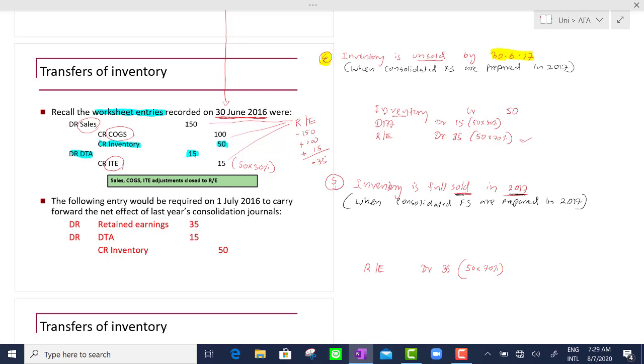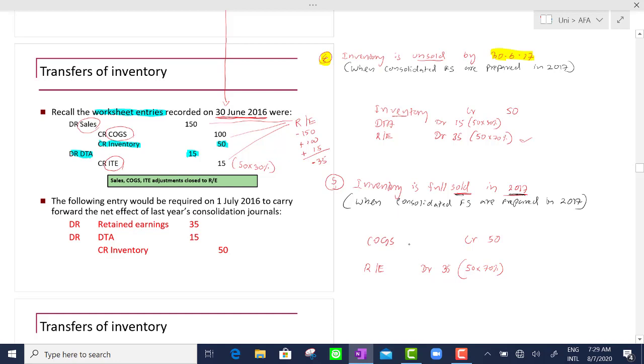Last year closing stock overstated means the current year 2017 opening stock will be overstated by 50, right? You know, opening stock is a part of the cost of sales. Therefore, cost of sales has been overstated by 50. To remove that, cost of goods sold account credit by 50.